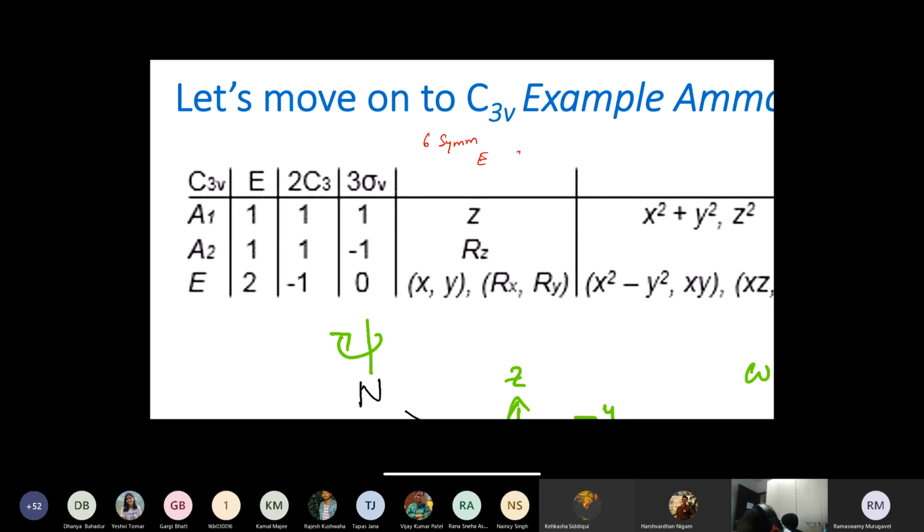The 6 symmetry elements are E, C3, C3 squared, then sigma V, sigma V prime, sigma V double prime. So the C3 and C3 squared are very easy to know. So I have an ammonia molecule.